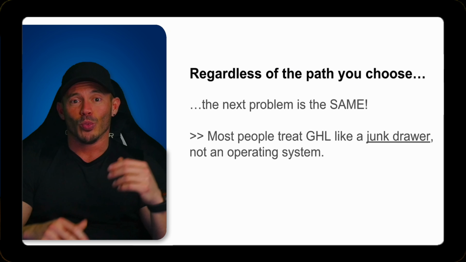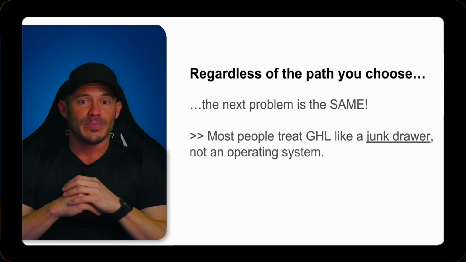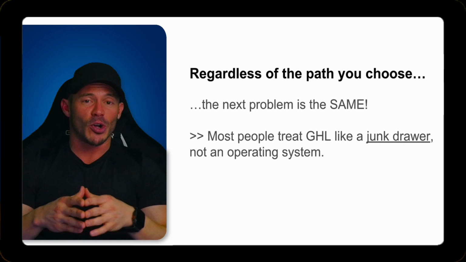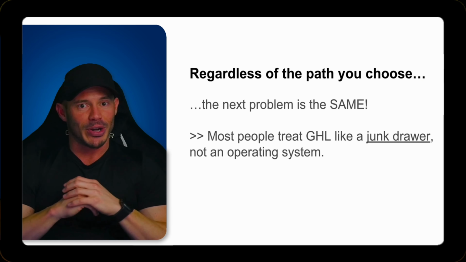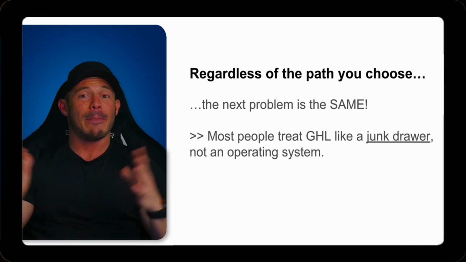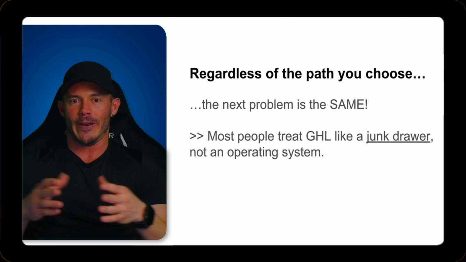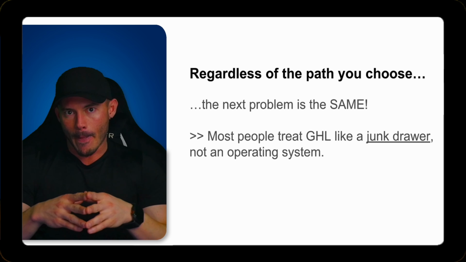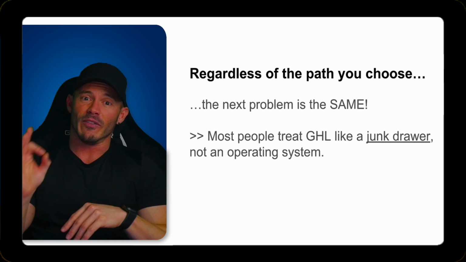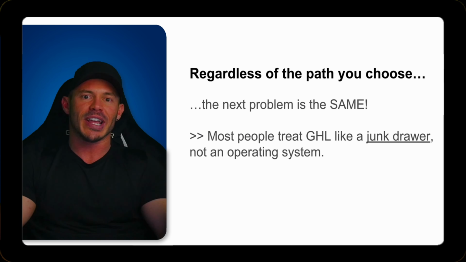Here's the punchline. Regardless of whatever path you choose, DIY, agency, or Authority OS partner, the next problem I can almost guarantee you're going to face is the same. Most people, when they get into GHL, treat it just like a junk drawer, not an operating system. So they pile on funnels, they add in multiple snapshots, campaigns, without ever deciding how the business is actually going to use them and how they're going to run. And that's exactly what my next video is about. The number one mistake that kills your results. And in that video, I'm going to show you exactly how to avoid the junk drawer trap and start thinking in terms of one simple authority operating system.